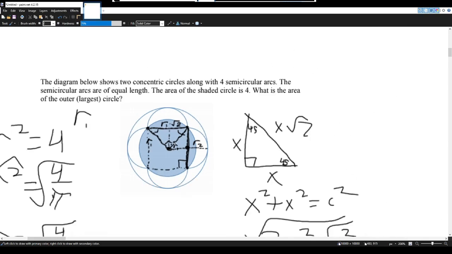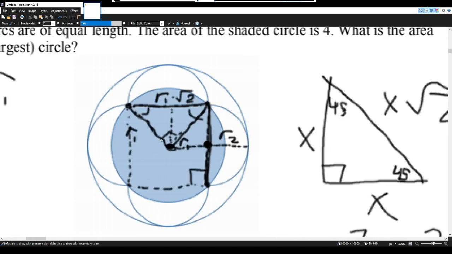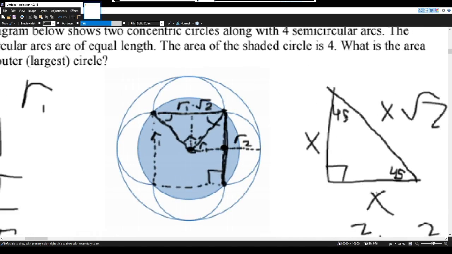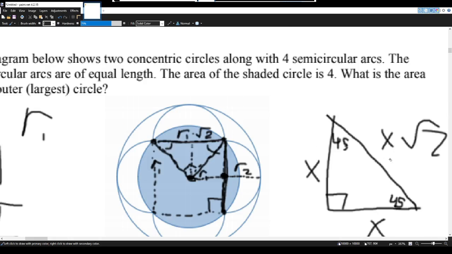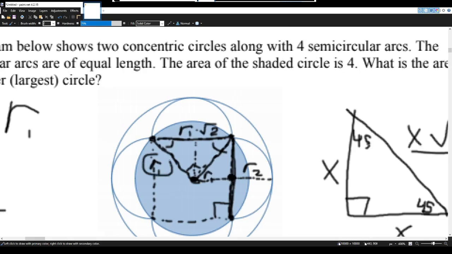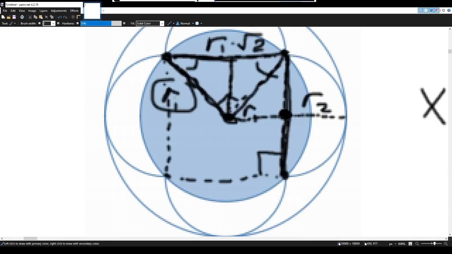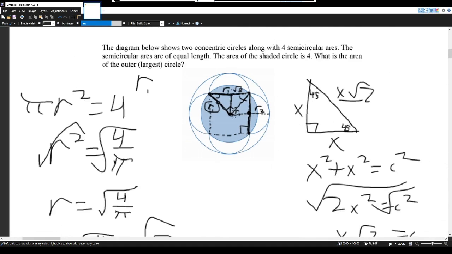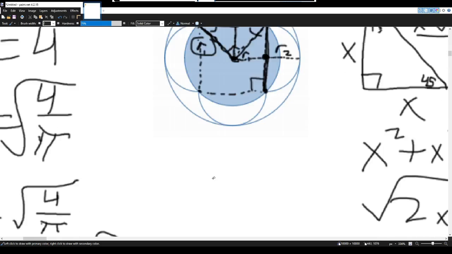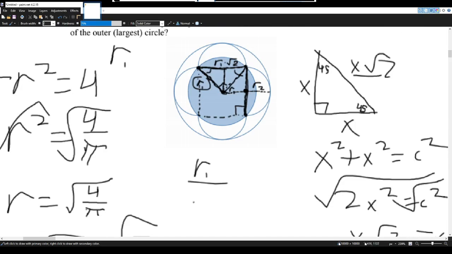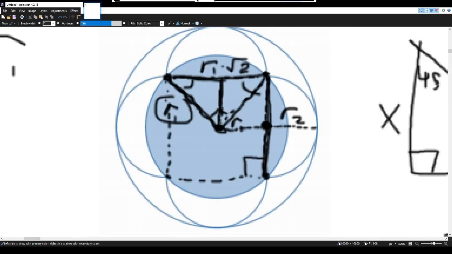So this is another 45, 45, 90 triangle, except this time R1, instead of being the x here, is actually the x root 2, right? This is actually the hypotenuse right here, this side, if we look at this triangle. So if R1 is root 2 times this length, then if we do R1 divided by root 2, we will get this length right here, which is the same as this length, because it's a square, and then we add that.